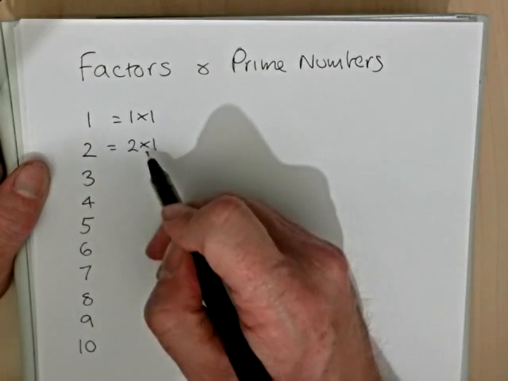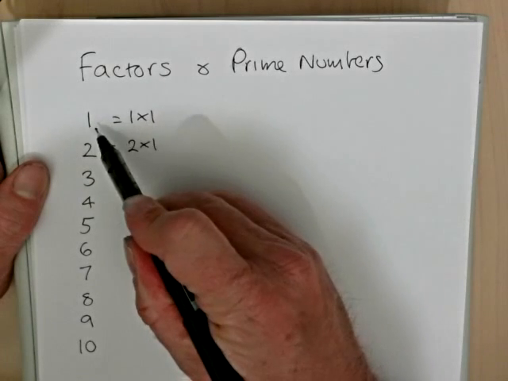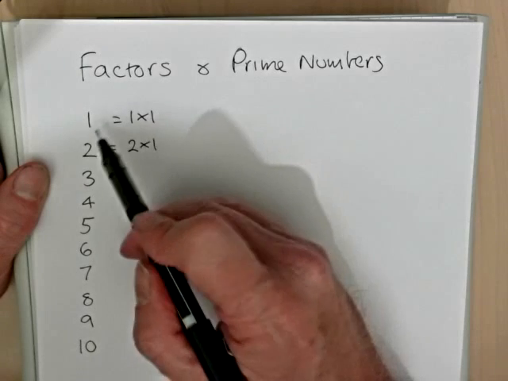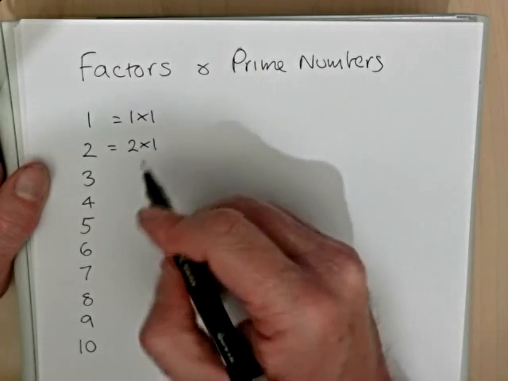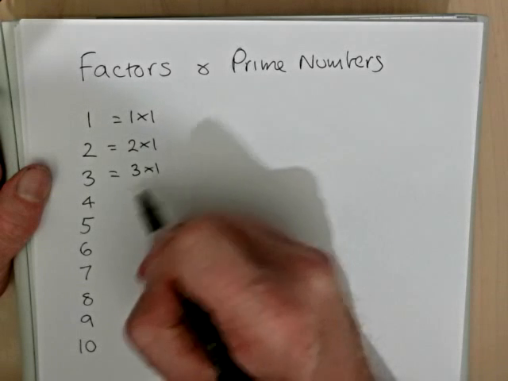So 2 and 1 are the factors of 2. 1 is the factor of 1. We don't say the other one as well, so we're just repeating the same number. So 1 has 1 factor, 2 has 2 factors. 3 has 2 factors, 3 and 1.